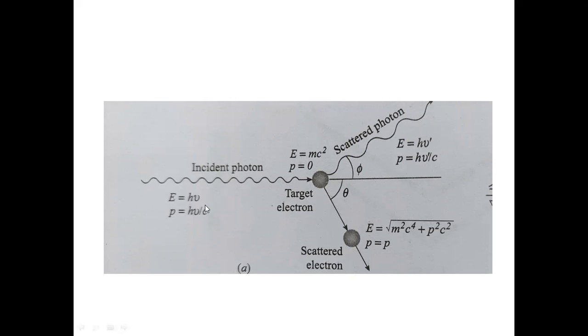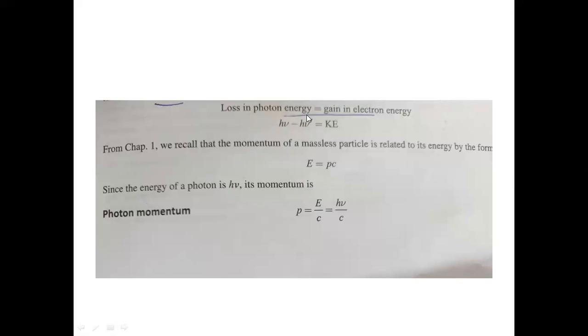So let us assume that the initial frequency of the photon is nu and the final frequency after scattering of the photon is nu dash. By using the law of conservation of energy, loss in photon energy equals gain in electron energy. Hence, h nu minus h nu dash equals kinetic energy.